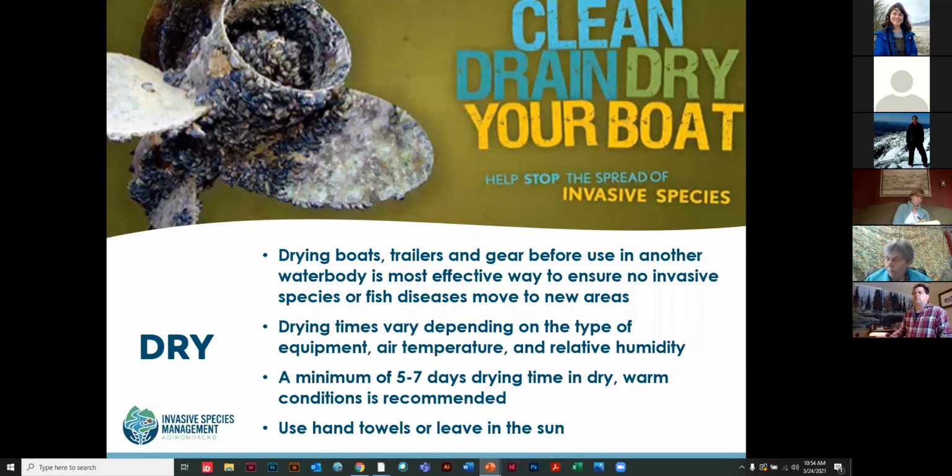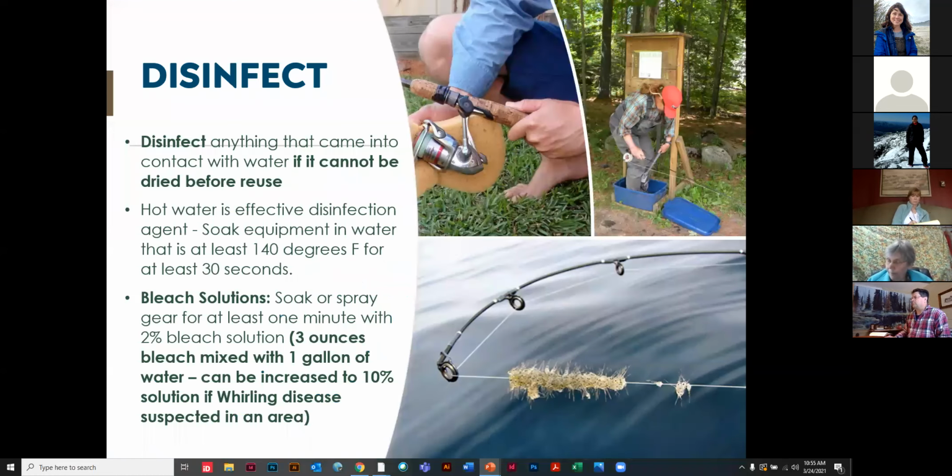Drying times can depend on your equipment. You might have a lot of compartments in your boat. The outside might be clean, so you might need to use a hand towel. Air temperature matters too. If it's really, really humid, like some people said they're in New Jersey in the summer, or like me, when you're trying to drain your boat and it constantly rains. So it depends, but dry your boat. Try to do it a minimum of 5 to 7 days. Use a hand towel. The sun does a great job for you.